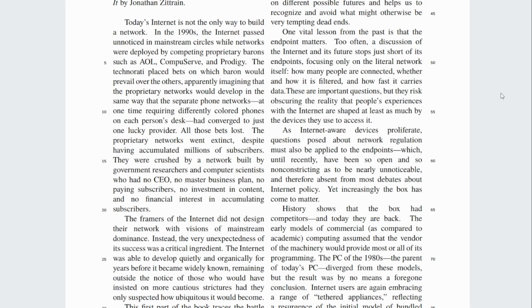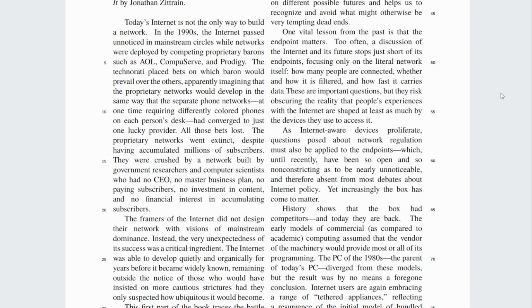Today's internet is not the only way to build a network. In the 1990s, the internet passed unnoticed in mainstream circles, while networks were deployed by competing proprietary barons such as AOL, CompuServe, and Prodigy. The Technorati placed bets on which baron would prevail over the others, apparently imagining that the proprietary networks would develop in the same way that the separate phone networks, at one time requiring differently colored phones on each person's desk, had converged to just one lucky provider.